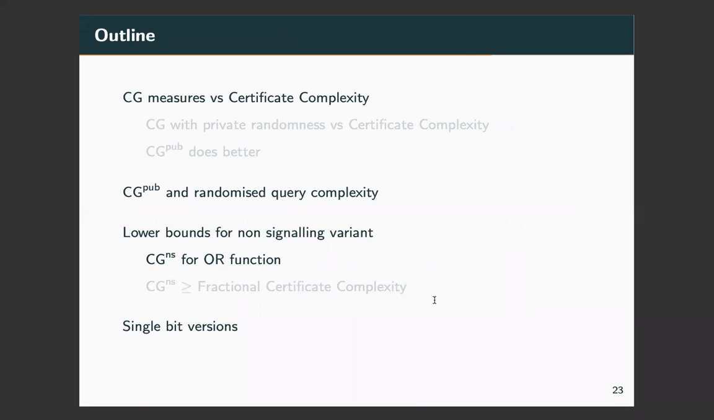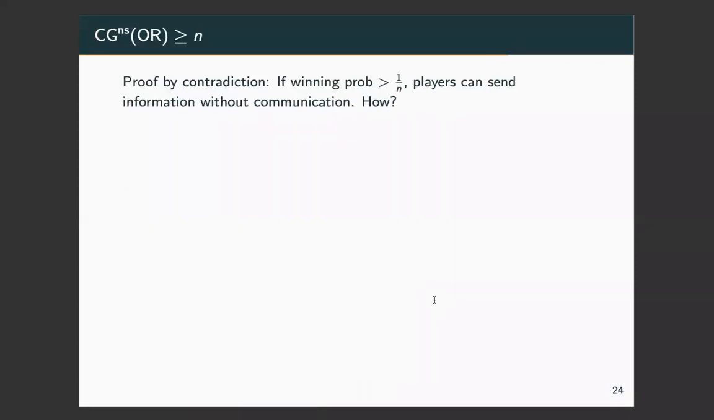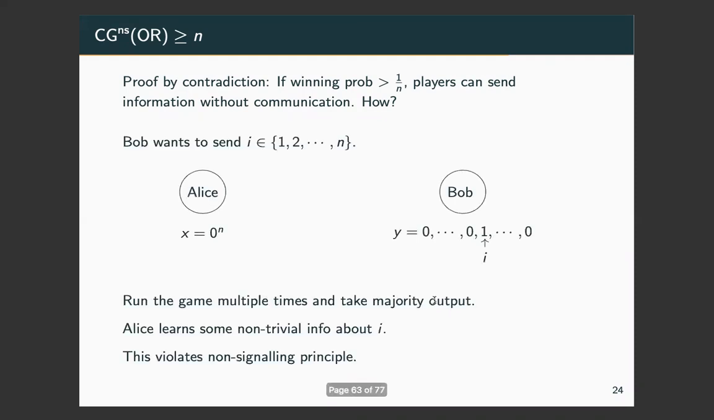We will show that CGNS of the OR function is at least n. We prove this by contradiction. Let us assume that the winning probability of the CGNS game is greater than 1 by n. This will imply that the players can send information without communication. Now, suppose Bob wants to send a number between 1 and n. Alice chooses the all zero string as her input. Bob picks the string with zeros everywhere except at the ith place where it is 1.